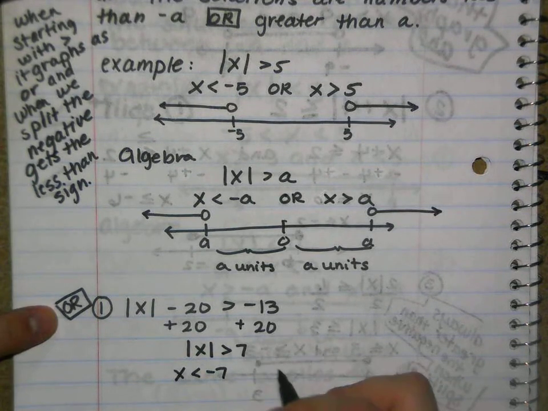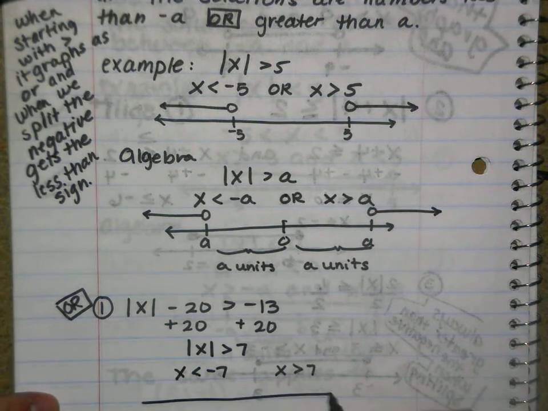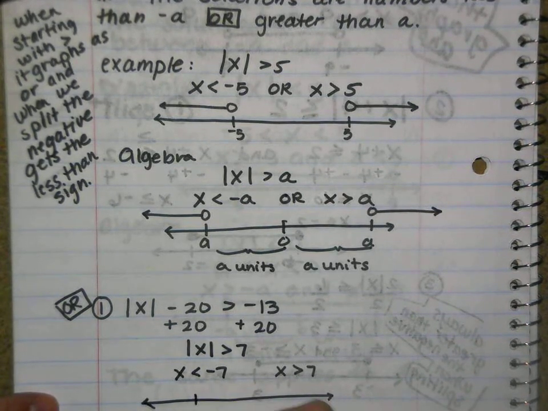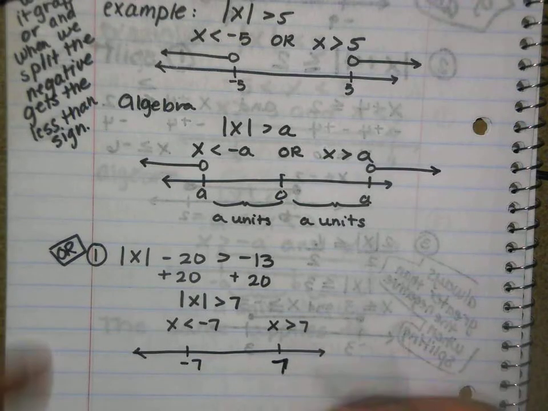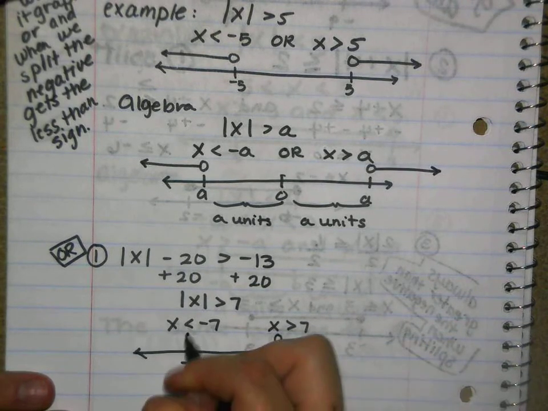So then when we graph it, they're going to have negative 7 here and positive 7 here, open circles because they're not equal to, and it's an or situation, so they're going to go opposites. Okay?